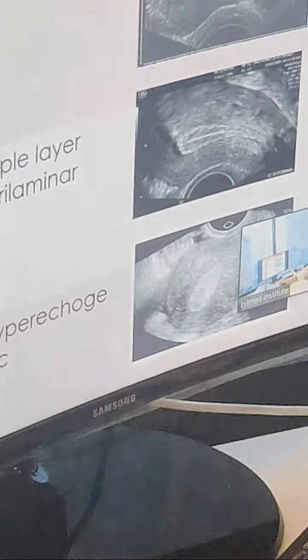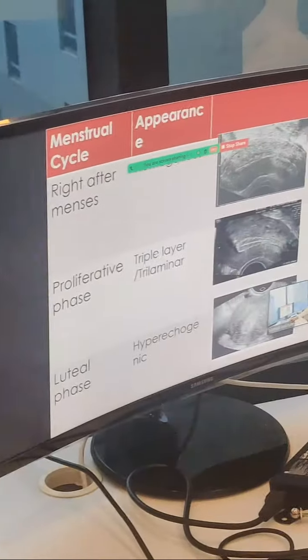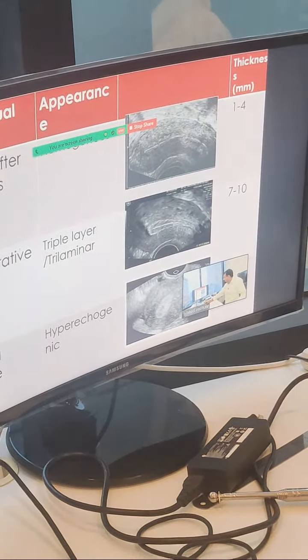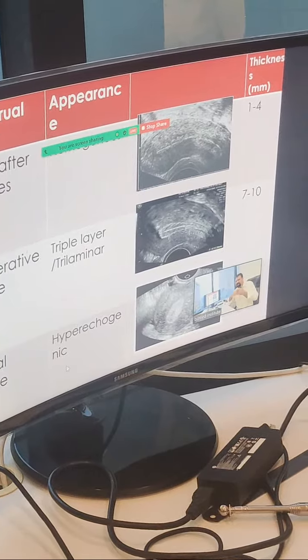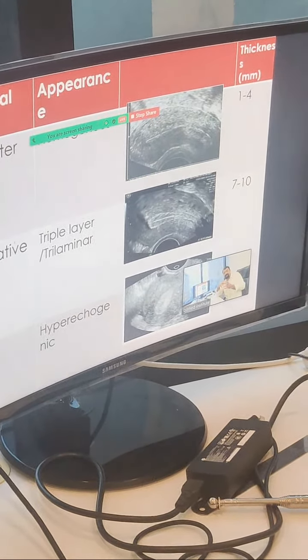Right after menses, you know that the endometrium is thin in the proliferative phase. I will be seeing a triple line endometrium. As I am moving from the proliferative to the luteal phase, the endometrium is getting thicker, but it is getting hyperechoic as well.